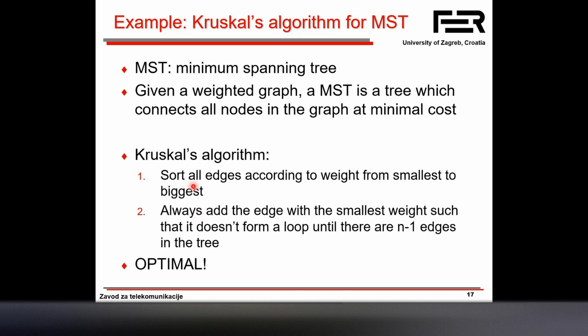So what do we do? We sort all the edges according to the weight from the smallest to the biggest. And we always add the edge with the smallest weight such that it doesn't form a loop until we have n-1 edges in the tree. And at that point, we have our minimum spanning tree.